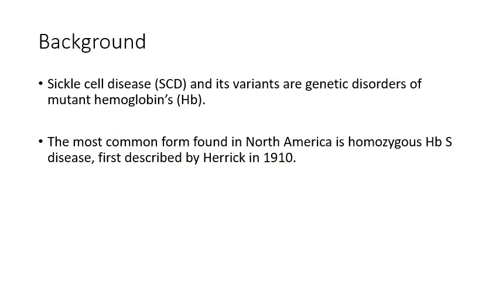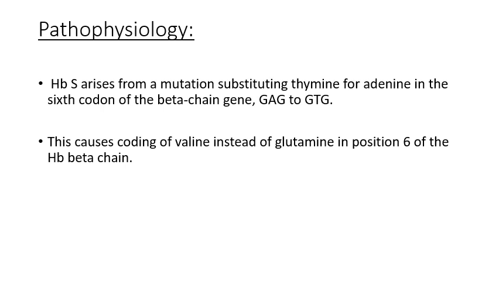Sickle cell disease and its variants are genetic disorders of mutant hemoglobins. The most common form found in North America is the homozygous HbS disease that was first described by Herrick in 1910. Sickle cell disease, we know, is a relatively common disease in our area.